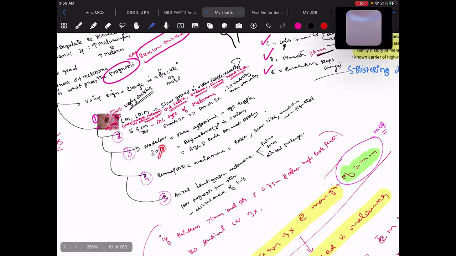Then we have nodular melanoma, the second most common type of melanoma. It is more aggressive and goes deep. That means the deeper it goes, the worse the prognosis. So dermatoscopy is useless, of course. The ABCDE rule is not used for the nodular type because it is a nodular type, just like the basal cell carcinoma.